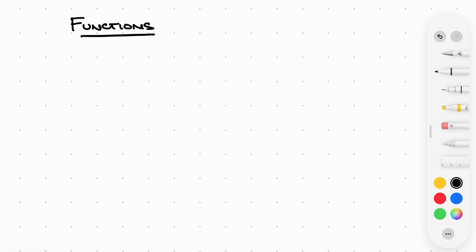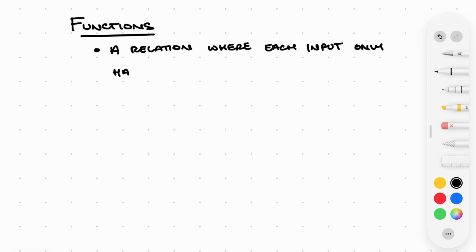We're going to start with functions, and the definition of a function is it is a relation where each input only has one output.